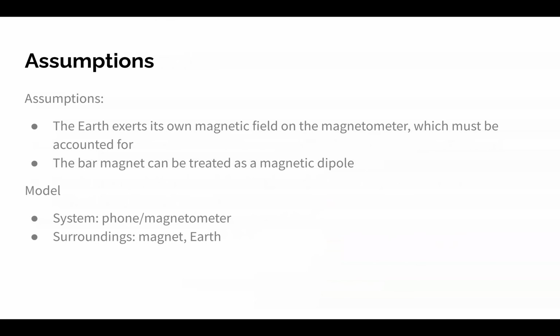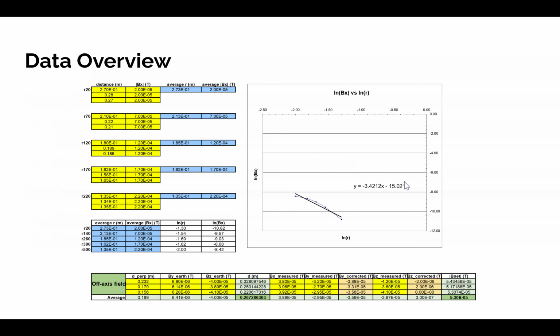So some assumptions here are that the Earth still exerts its own magnetic field on the magnetometer, which must be accounted for, and also that the bar magnet can be treated as a magnetic dipole. In my model, the system is my phone, the magnetometer. I use my phone as a magnetometer. And then the surroundings are the magnet and the Earth.